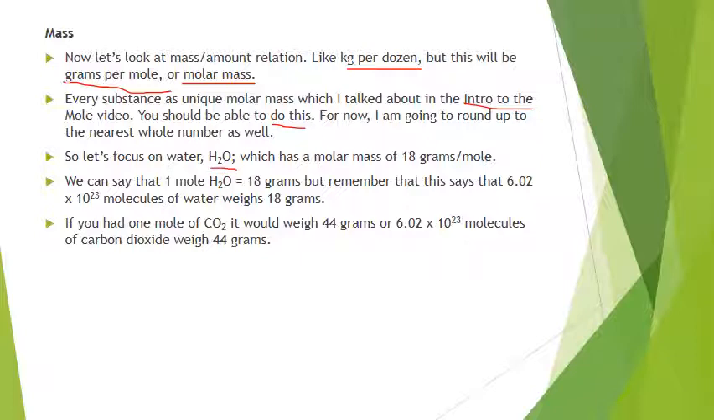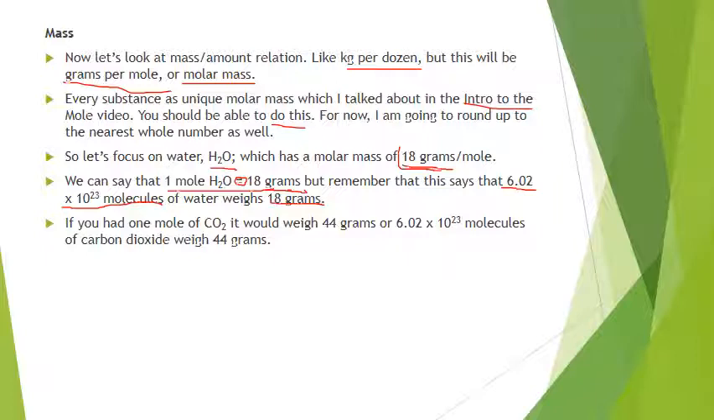So let's focus on water. Water has a molar mass of 18 grams. Each hydrogen is 1 gram per mole, and each oxygen is 16 grams per mole. Add them all together, you get 18. So we can say that 1 mole of water weighs 18 grams. We use the word equal, but remember that just is a relationship. Another way of saying this is 6.02 times 10 to the 23rd molecules weighs 18 grams. And what we do is we substitute 6.02 times 10 to the 23rd with the word mole.